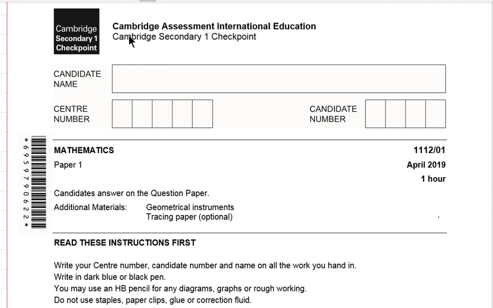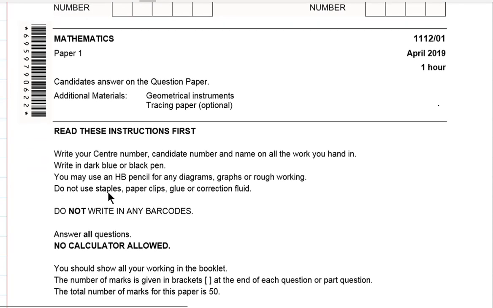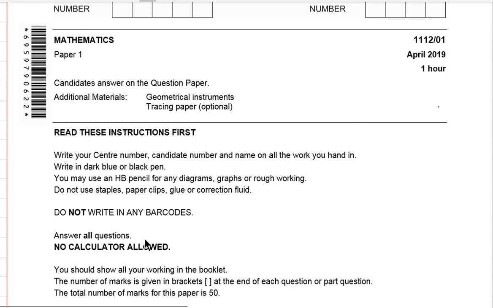This video is for my beautiful daughter and all her colleagues in Year 8. I want to solve Cambridge International Checkpoint Mathematics Paper 1 for April 2019 in detail, and don't forget that in this paper the calculator is not allowed.